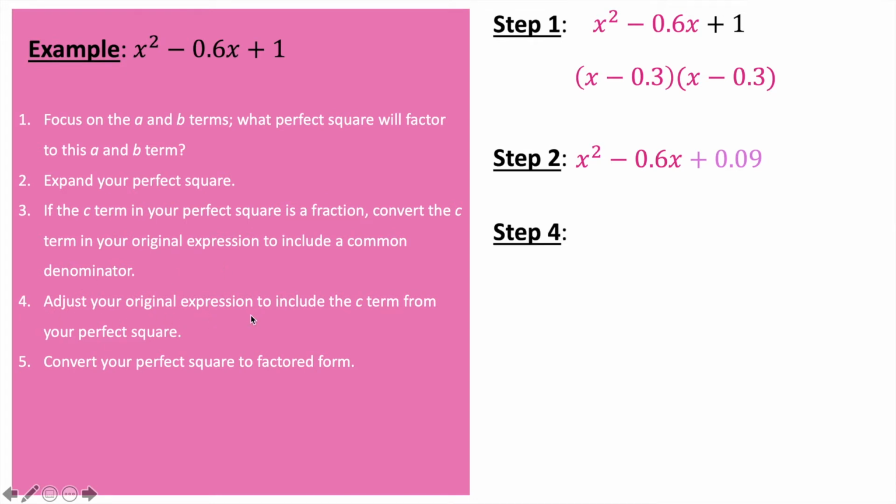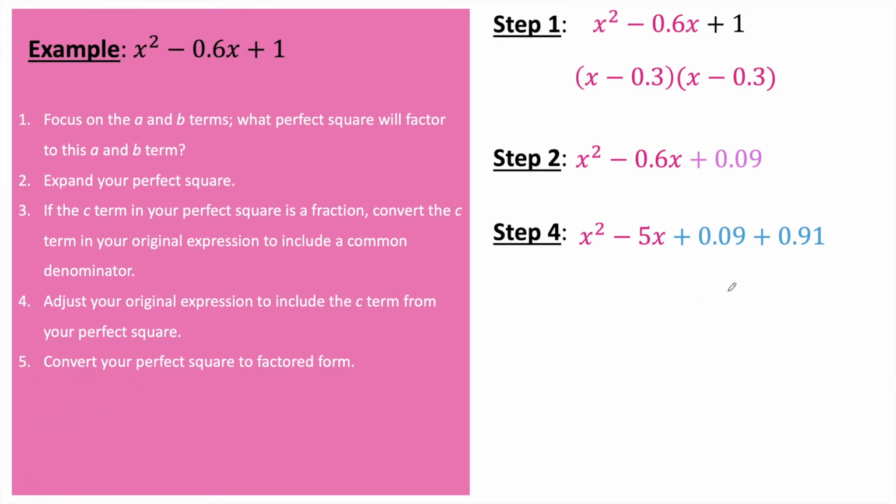We need to adjust our original expression, remember that's our example at the top, to include the c term from our perfect square. The c term from our perfect square, as listed in step 2, is 0.09. So just like the last example, I'm going to split up the c term in my original expression to include the c term from my perfect square.